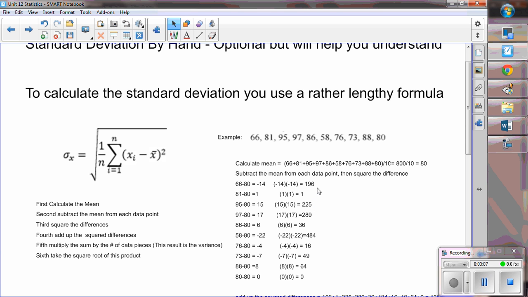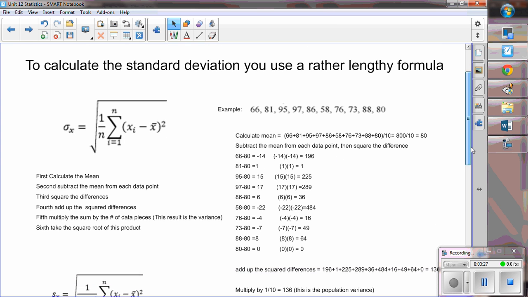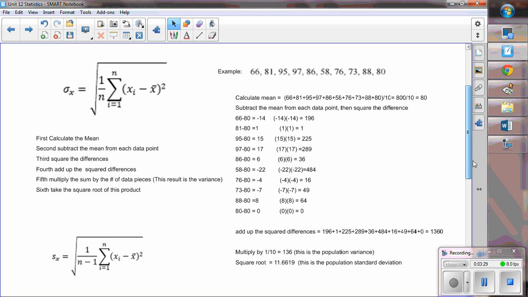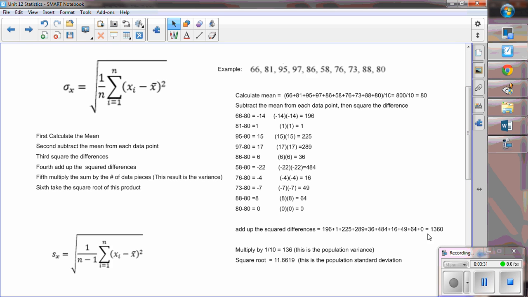So this is the square of how far you are from the mean. 66 minus 80 means you're 14 units away from the mean. When we square it, it becomes 196. This squaring is the reason we take a square root later. There's a little bit more work to be done. Then we add them all up, and our squared differences turn out to total 1360.